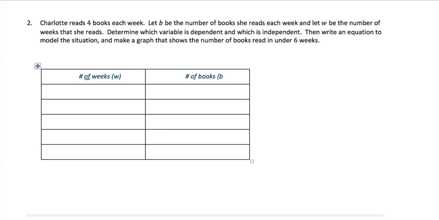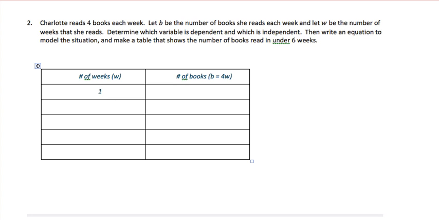And B is the number of books that she reads, which is dependent on the number of weeks. Now B is going to be equal to 4W, 4 times W, because she's reading 4 books each week. Then we wrote an equation to model the situation. B equals 4 times W. And we're going to make this table that shows the number of books read in under 6 weeks.